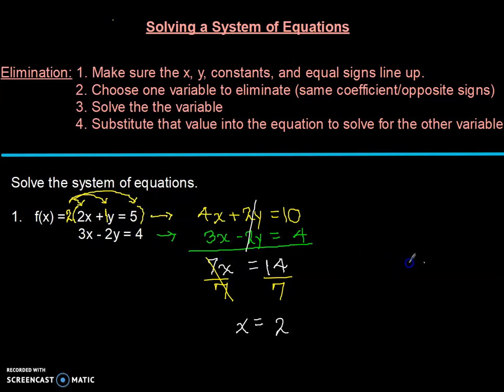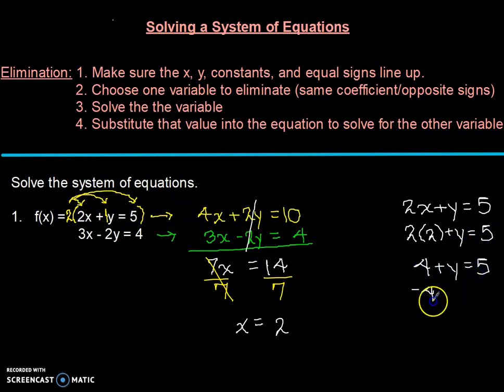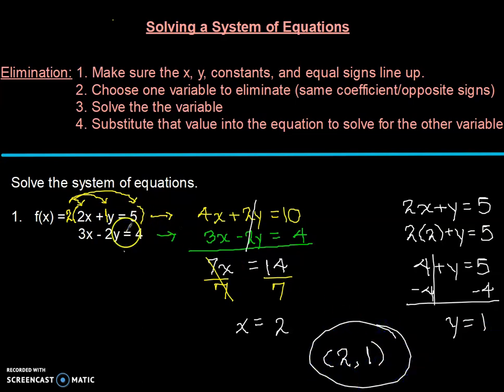In this case, I'll just choose the first one, which is 2x plus y equals 5. So I'm going to replace the x with 2, and then 4 plus y equals 5. So subtract 4 on both sides, and we know that y equals 1. So the point of intersection, or our solution, for this system of equations will be 2, 1, x, y.